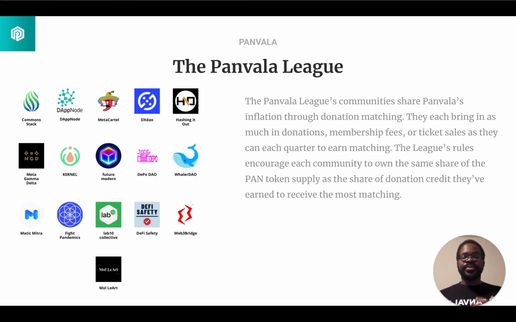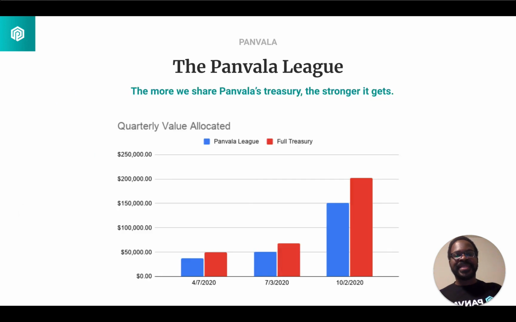So each community brings in as much donations as they can, as much membership fees, ticket sales for events that their community attends together. They bring in as much of that as they can to earn matching. And then the league's rules encourage each community to own the same share of the PAN token supply as a share of donation credit that they've earned. And that's when you receive the most matching. You get matched no matter what you do, but the most matching is when you own the same share of the PAN supply as a share of donation credit that you brought in.